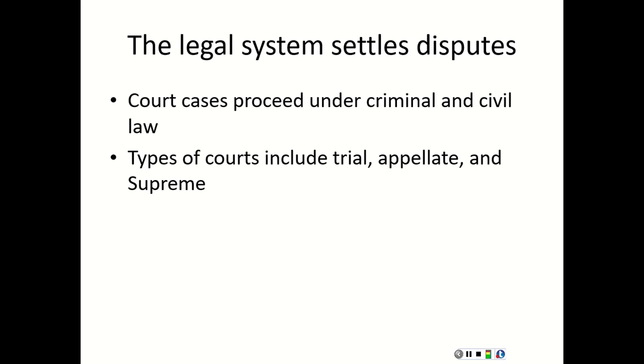Types of courts include trial, appellate, and supreme. The U.S. federal system has a three-tiered judiciary with various types of jurisdiction. And I'll explain jurisdiction in just a second. The lowest level of the judiciary is the trial court. This can also be referred to as the district court.